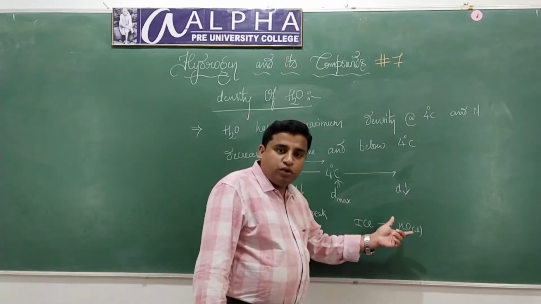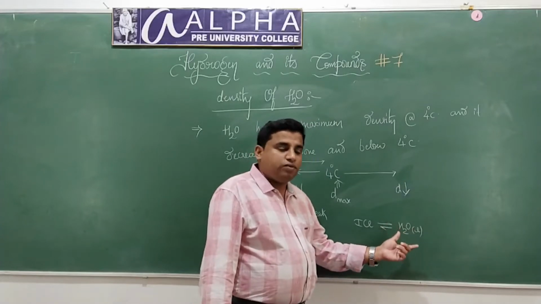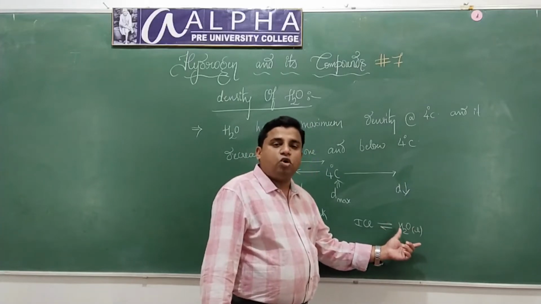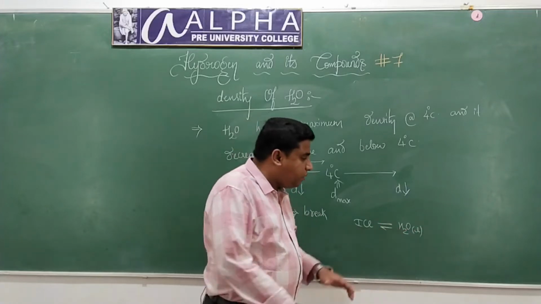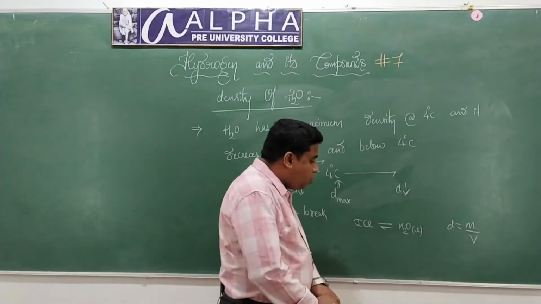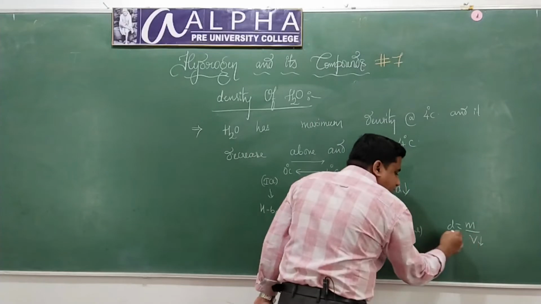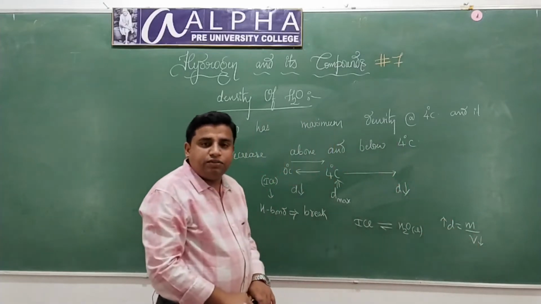Liquid water. We know, just a few minutes back we understood, that the volume of liquid water is less than the volume of ice. We know density is equal to what? Mass by volume, isn't it? Volume of water is less than the volume of ice. Since volume is less, density will be more.